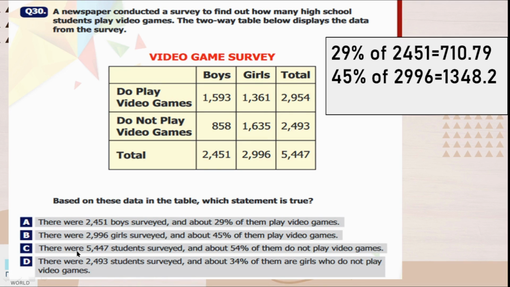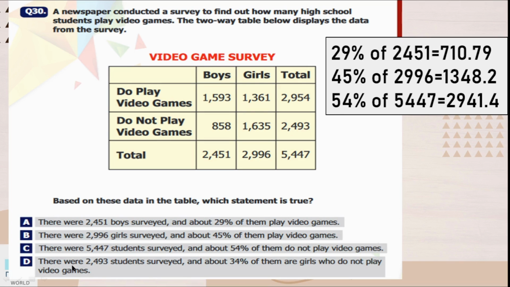Option C is there were 5,447 students surveyed. So yes, the total number of students is 5,447 and about 54% of them do not play video games. So 54% of the number is equal to 2,941.4. So who do not play video games? So here, if we look at the data, 2,493 students do not play video games. So again, there is a huge difference between the answers. So that's why this option is also not correct.